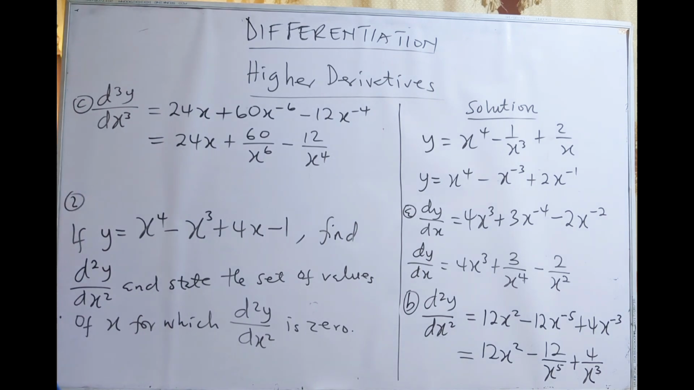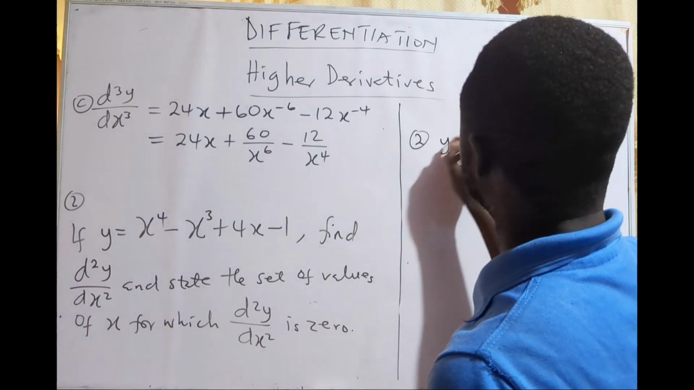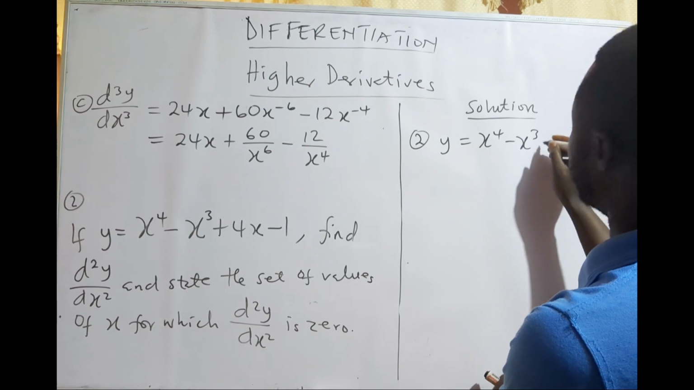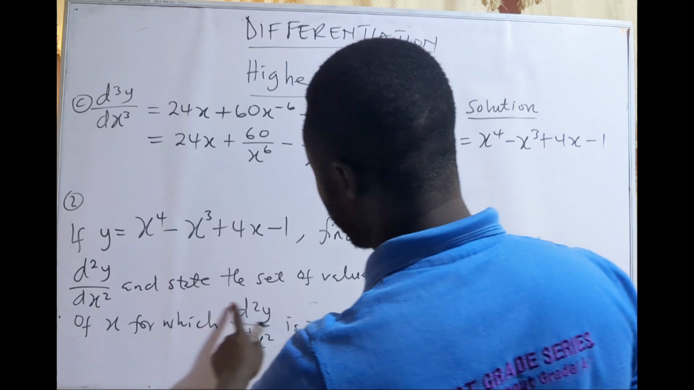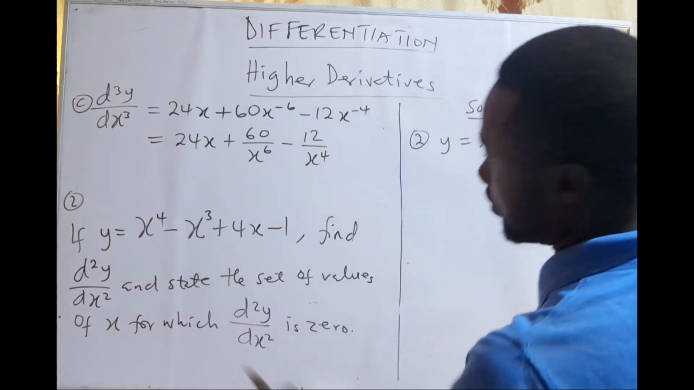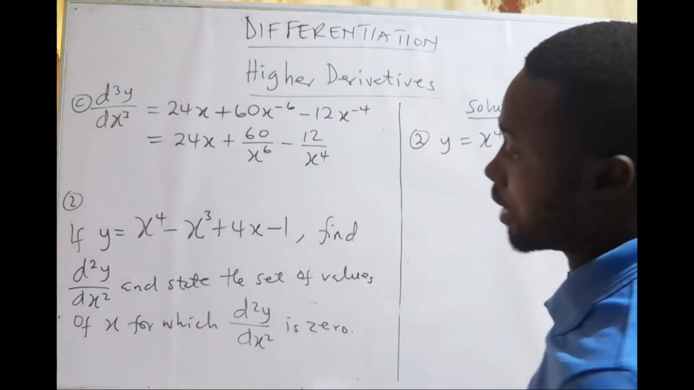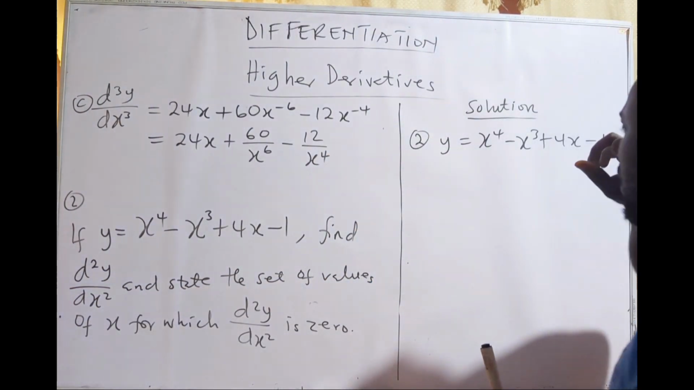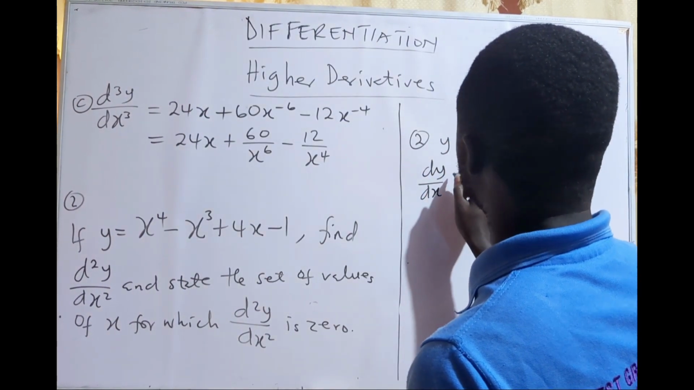Let's go to question 2. Question 2: y is equal to x exponent 4 minus x cubed plus 4x minus 1. Find d squared y over dx squared and state the set of values of x for which d squared y over dx squared is 0. So we are going to find this, and then we equate it to 0 and find the possible values of x. But we are asked to find the second derivative, so we have to find the first before we get to the second. So we have to find dy over dx.